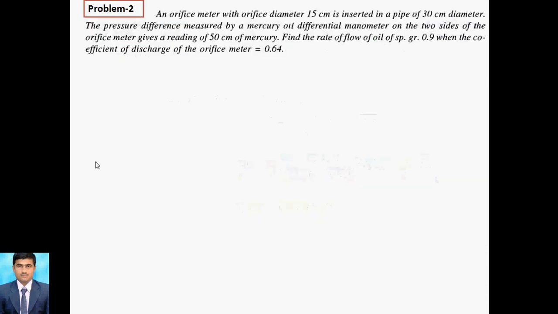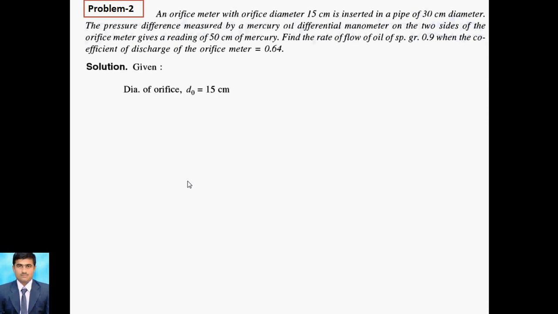The next problem, number 2: an orifice meter with orifice diameter of 15 centimeters. So the 15 centimeter is given to you. Diameter of pipe is 30 centimeter. Pressure difference is measured by a mercury-oil differential manometer on the two sides of the orifice meter, which gives a reading of 50 centimeter of mercury. Find the rate of flow of oil of specific gravity 0.9 when the coefficient of discharge of the orifice meter is 0.64.